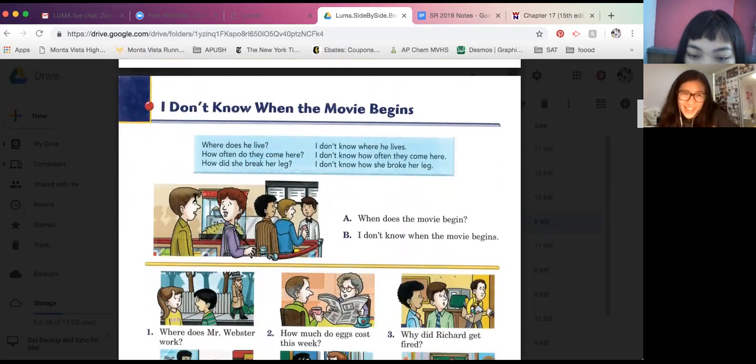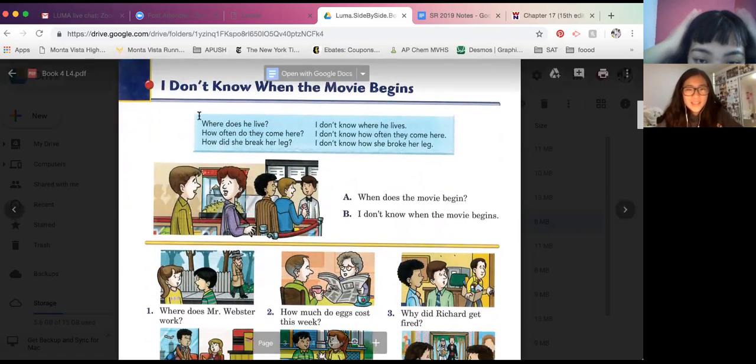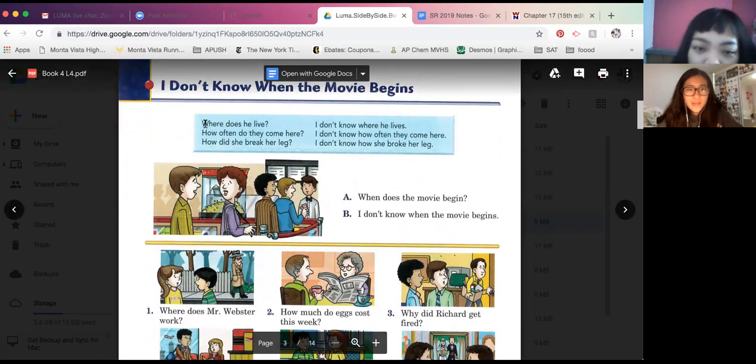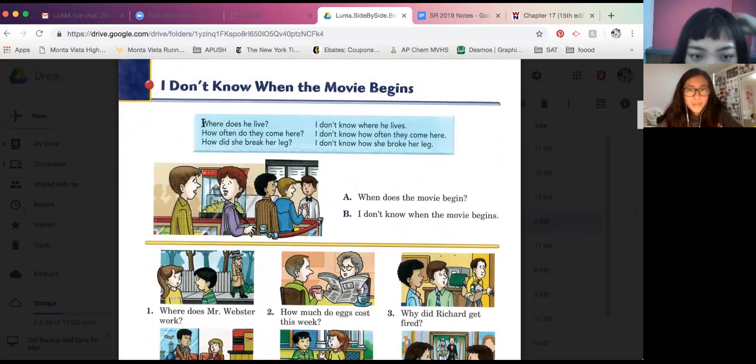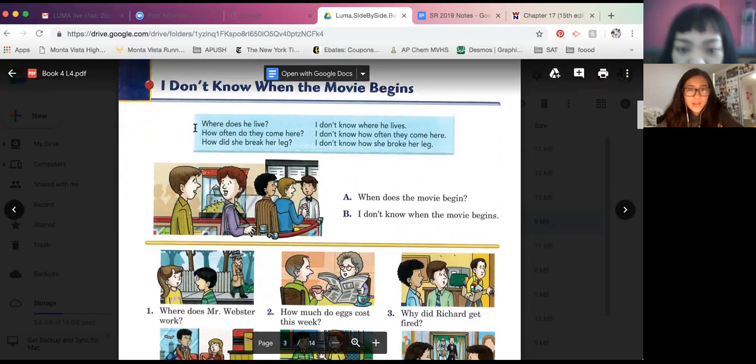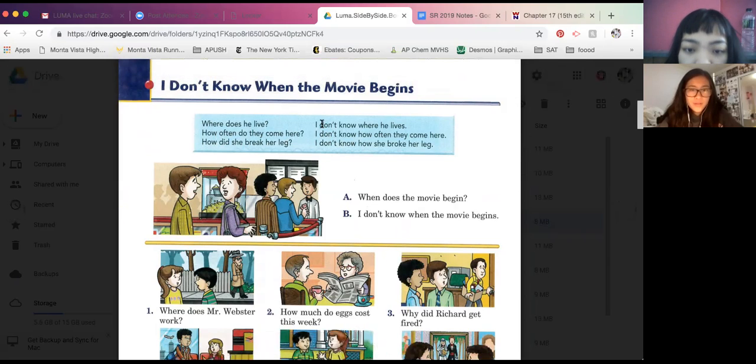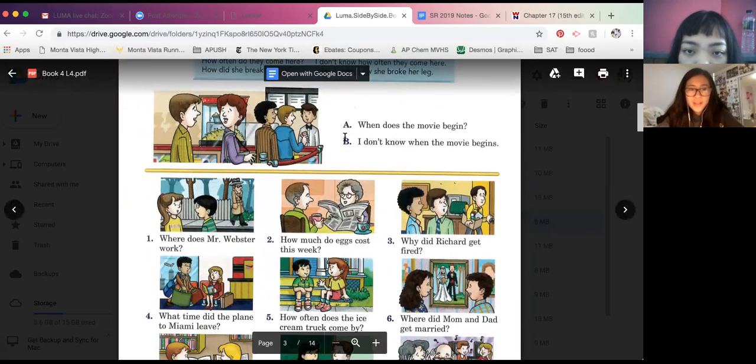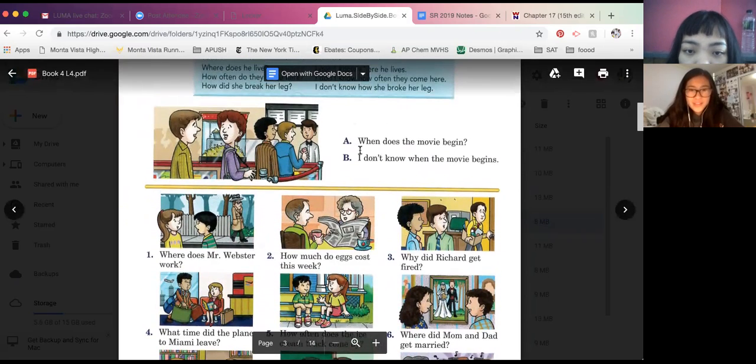Okay, next page. I don't know when the movie begins. So it gives you a couple of examples. Where does he live? I don't know where he lives. How often do they come here? I don't know how often they come here. How did she break her leg? I don't know how she broke her leg. So I think it's pretty much the same concept. The answer is just I don't know.